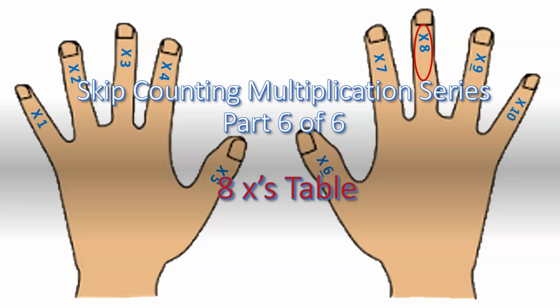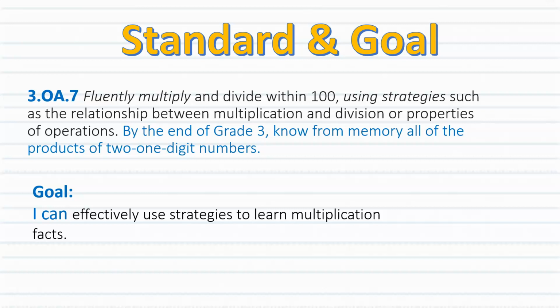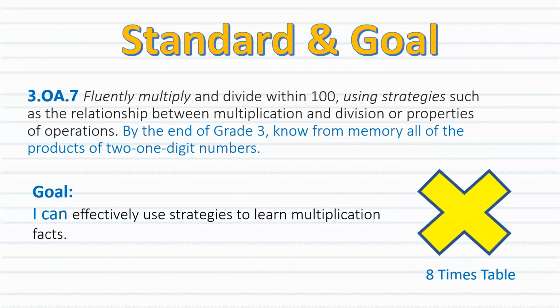Are you ready for another round of skip counting? As a reminder, in the third grade you are expected to know your multiplication facts 1 through 9, and we will be using skip counting to help us do just that. So today, we will be focusing on our 8 times tables.